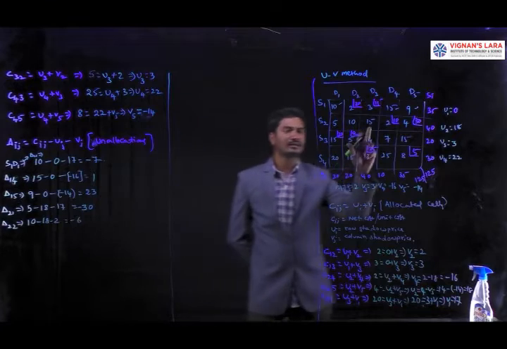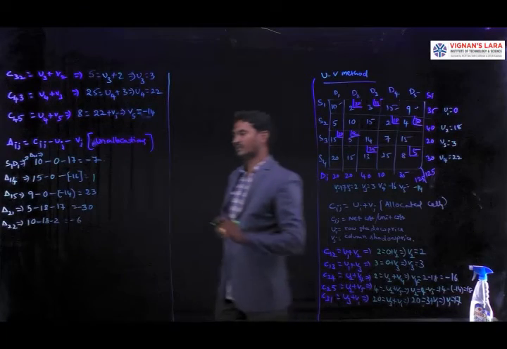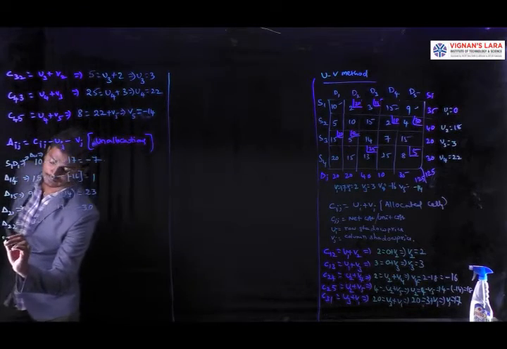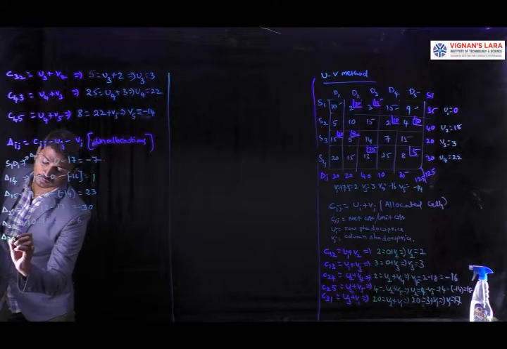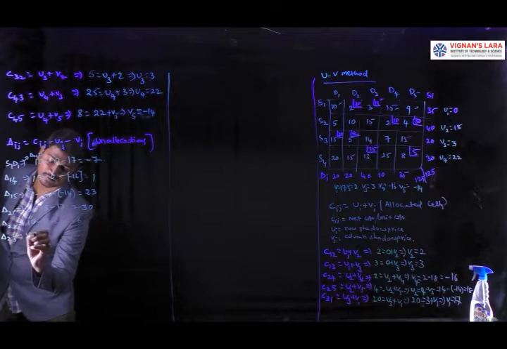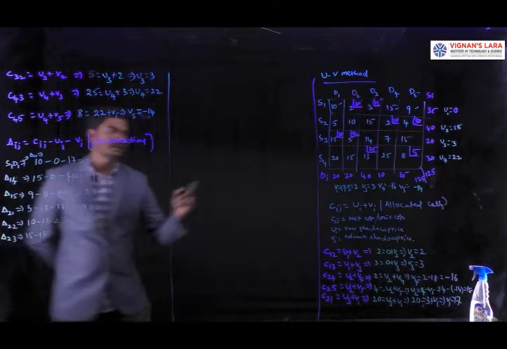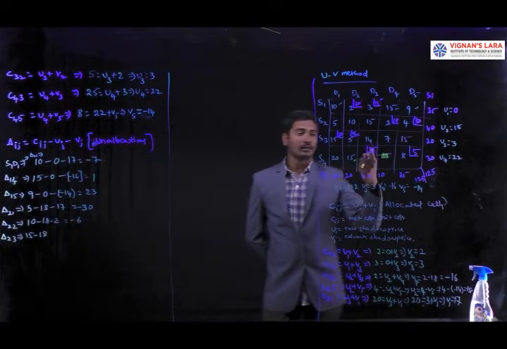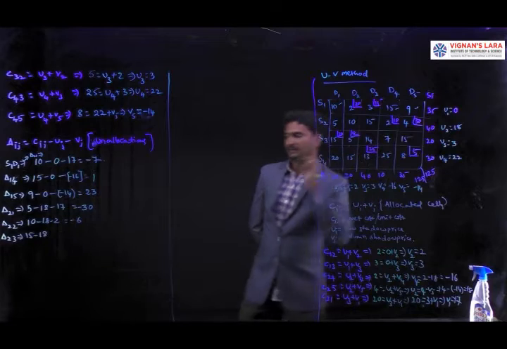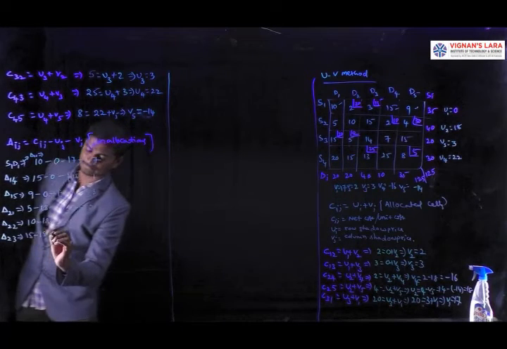Next, another unallocation is 15, so that is delta 23. That implies 15 minus U2, which is 18. Next, what is the V3 value here? V3 is 3.